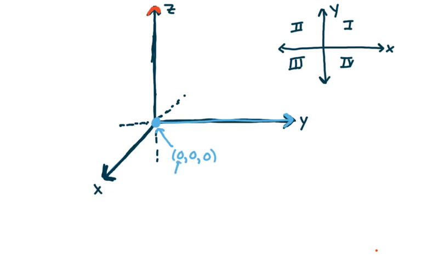The first coordinate, that's the x-coordinate, that first 0. The second 0 would be for the y-coordinate, and the third 0 would be for the z-coordinate.